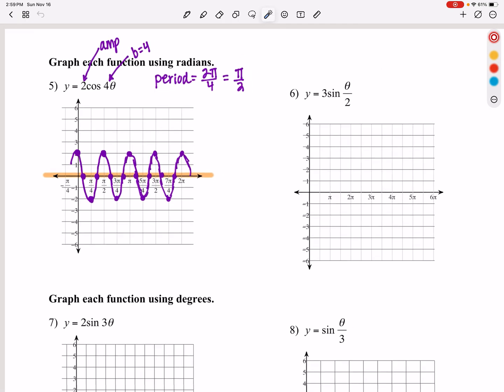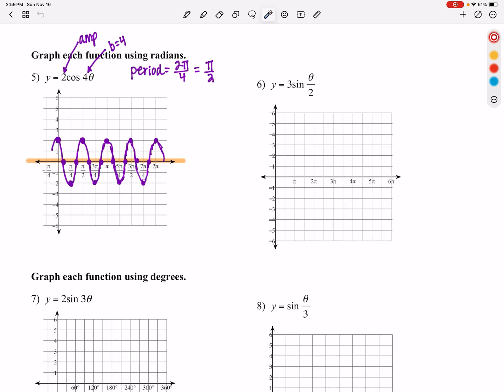Okay, number 6, if you want to give this a try, this one's going to be a little bit easier because when it has that fraction in there, even though we have to use the fraction to find the period, we're going to get whole numbered pi's here because it's going to end up stretching our sine or cosine curve. So if you want to try this one, I encourage you to do that.